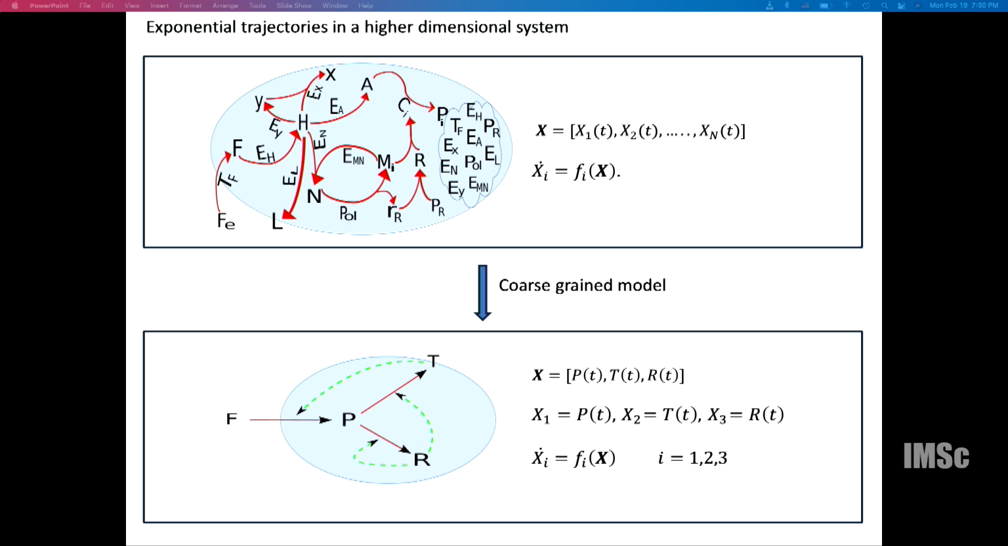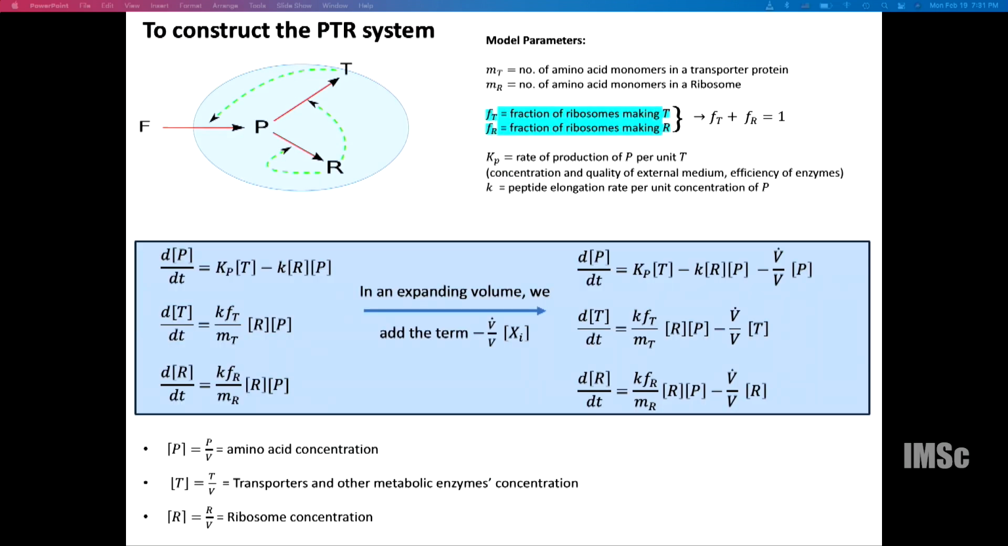P, which stands for precursor molecules. Let's call them amino acids. These are amino acids which are precursors to make proteins.